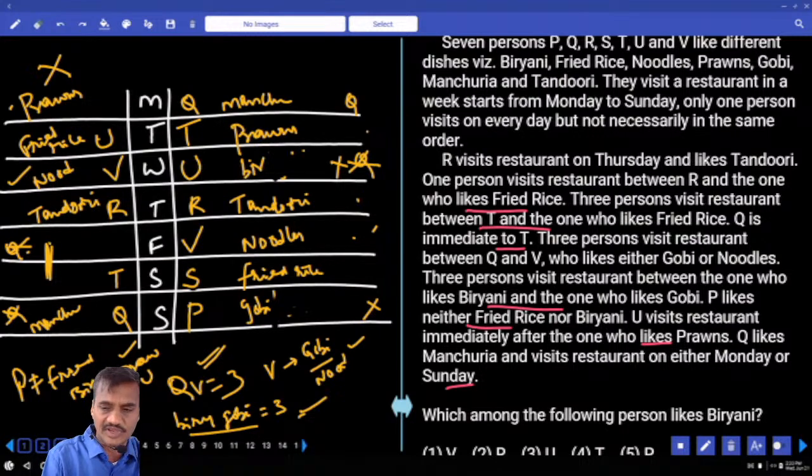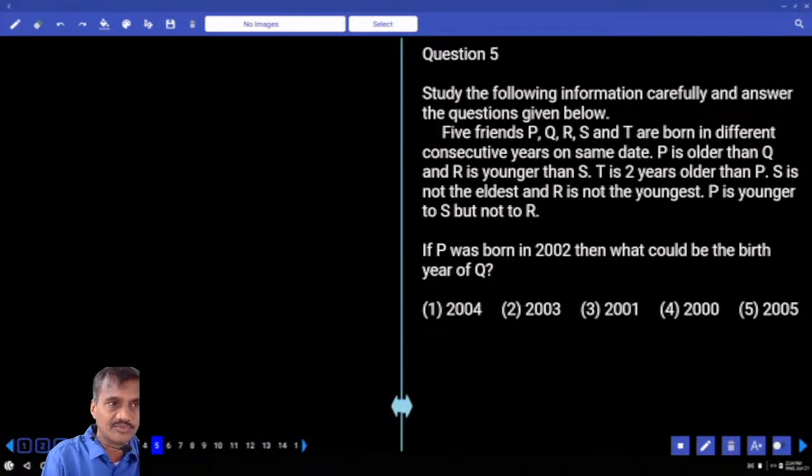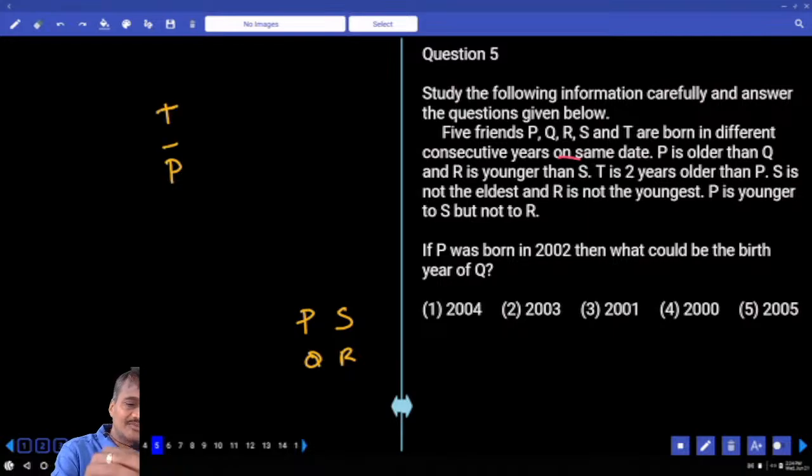Then the next one, questions 5 to 7. Now this is based on comparison. There are 5 friends: P, Q, R, S and T. They were born in 5 consecutive years on the same date. P is older than Q, and R is younger than S. T is 2 years older than P, so there must be exactly 1 person between T and P. And S is not the eldest.